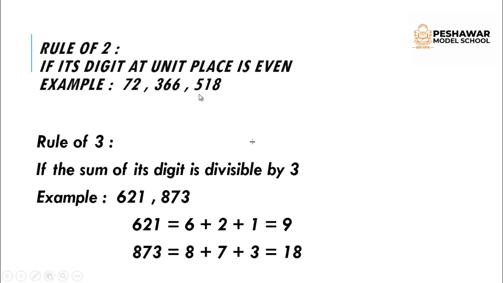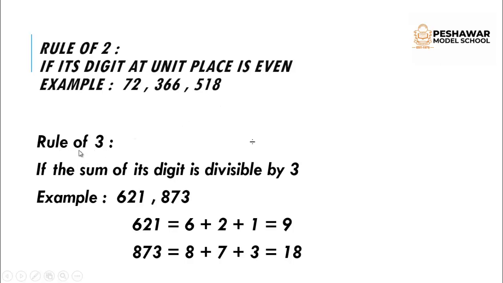Look at another example, 366. In this example, the last digit is 6. 6 is divisible by 2, that is 2 3s are 6. That's why 366 is divisible by 2. Same in the case of 518. The unit digit is 8. That's why 518 is divisible by 2.